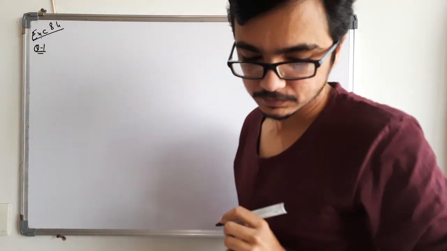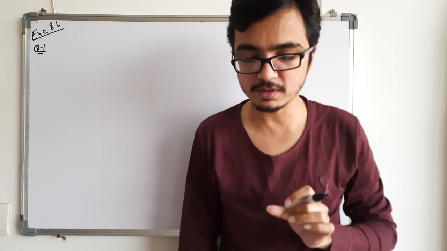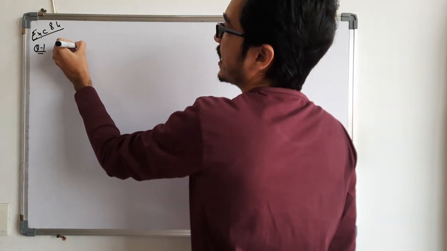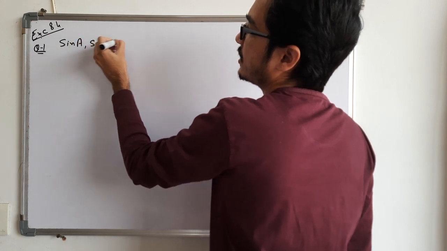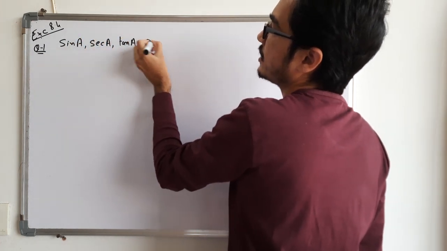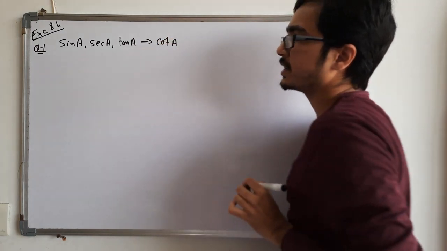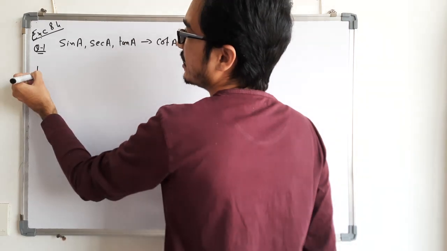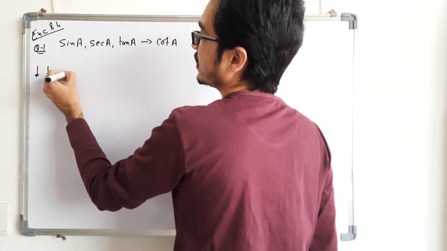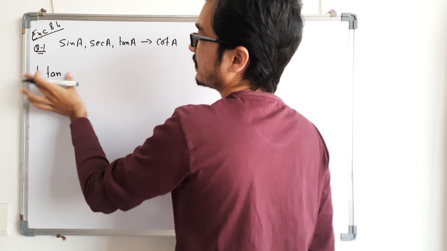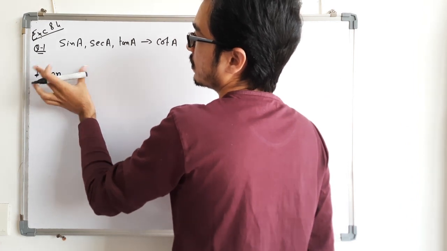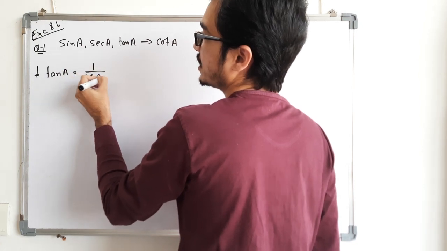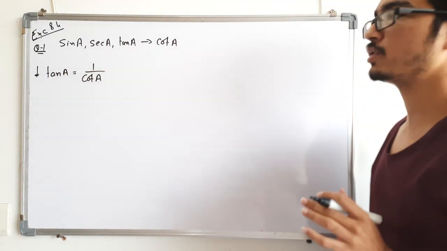Question 1. Express the trigonometric ratios sine A, sec A and tan A in terms of cot A. Okay, this is the question. We can represent tan in terms of cot very easily. How? We have considered right now itself, before starting this exercise 8.4, that tan and cot are reciprocal of each other. So tan A is equal to 1 upon cot A.